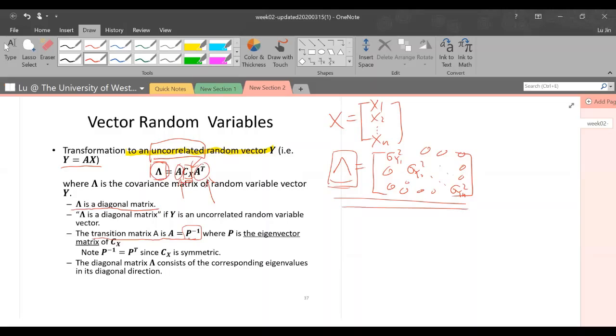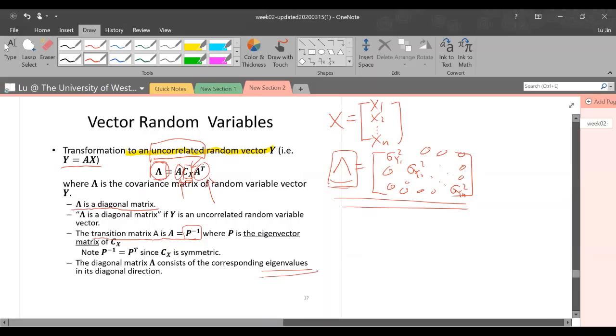Okay, the diagonal matrix, the corresponding covariance matrix of the Y, consists of the corresponding eigenvalues in its diagonal direction. In other words, after we finish the diagonalization by using A and A transpose around CX, we will produce the corresponding covariance matrix of the Y vector, right? And in this diagonal matrix, we have the non-zero values along the diagonal direction, right? So all these elements along the diagonal direction are actually the eigenvalues of the covariance matrix CX.